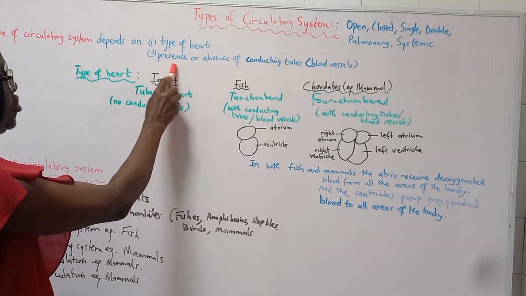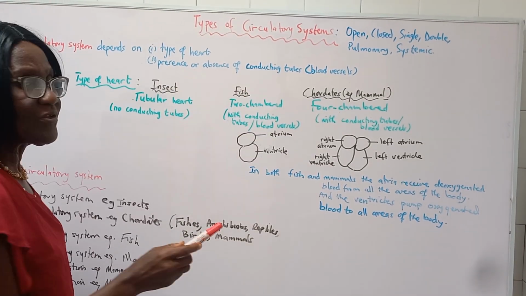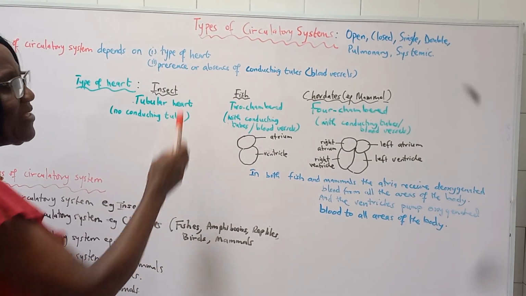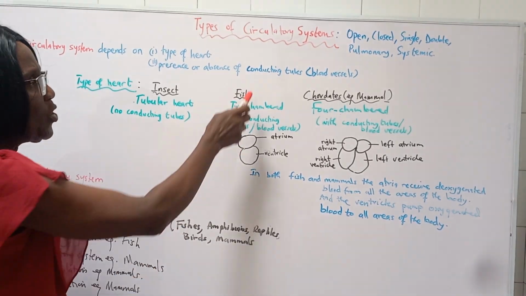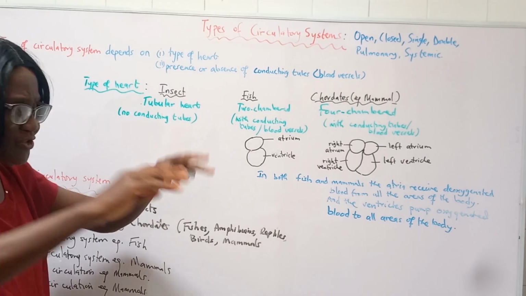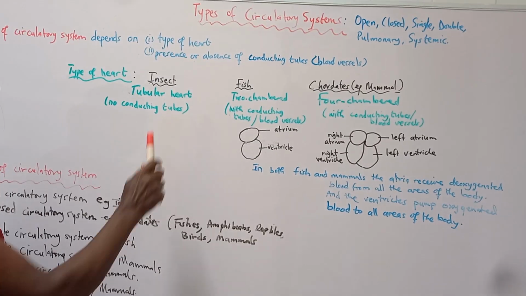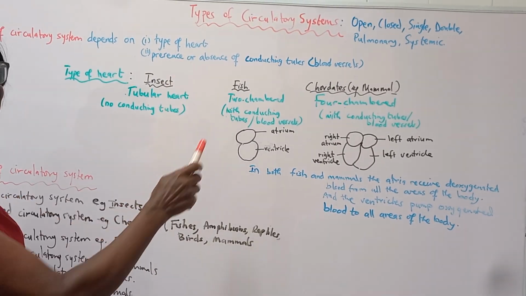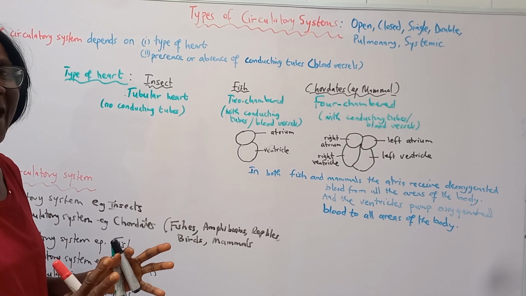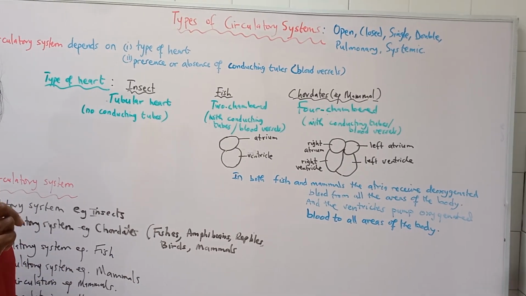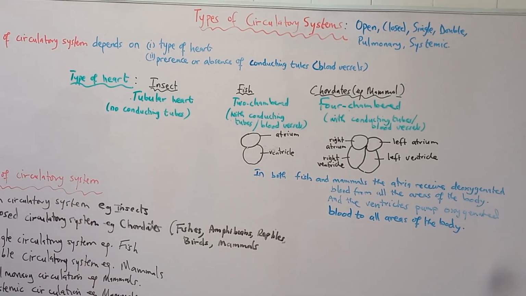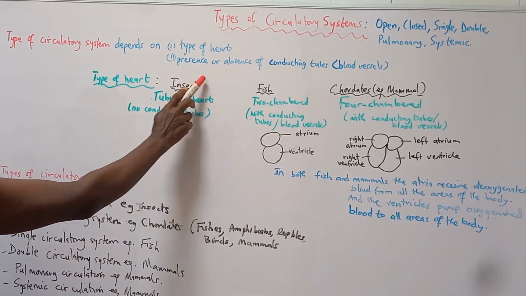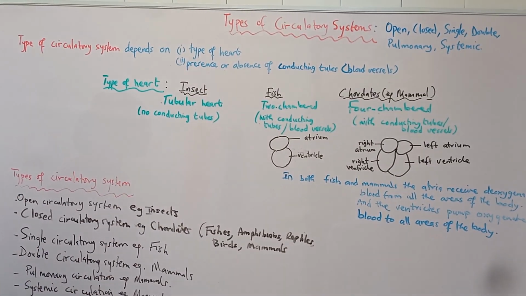Whether there are tubes or no tubes also matters, because when there are tubes, when the heart pumps substances, it goes through tubes and distributes to the organism. When there are no tubes or vessels to take the substances around, that is also a matter that needs explanation. So, the circulatory system depends on the type of heart, presence or absence of conducting tubes.